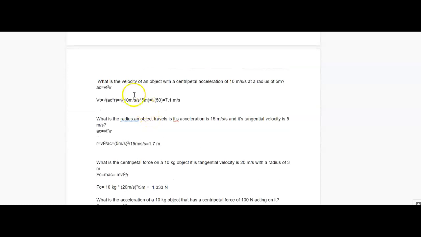Now let's solve for tangential velocity. What is the tangential velocity of an object with a centripetal acceleration of 10 meters per second squared at a radius of 5 meters? We multiply centripetal acceleration times radius to bring the radius over to the other side, then take the square root to get the tangential velocity. The square root of 10 times 5, or the square root of 50, is 7.1 meters per second.